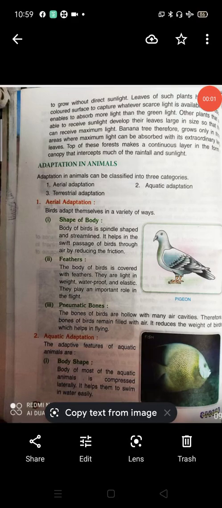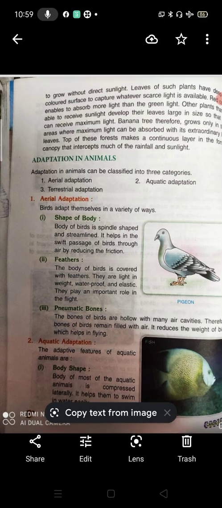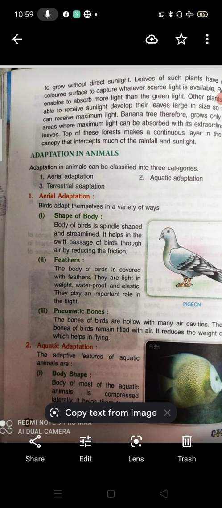Good morning, class 7. We will continue with the chapter response of plants and animals. In the previous classes, we have discussed how the plants and animals respond to the changes which are taking place in the environment. We will talk about the adaptations in animals today. Adaptation in animals can be classified into three categories: aerial adaptation, aquatic adaptation, terrestrial adaptation.